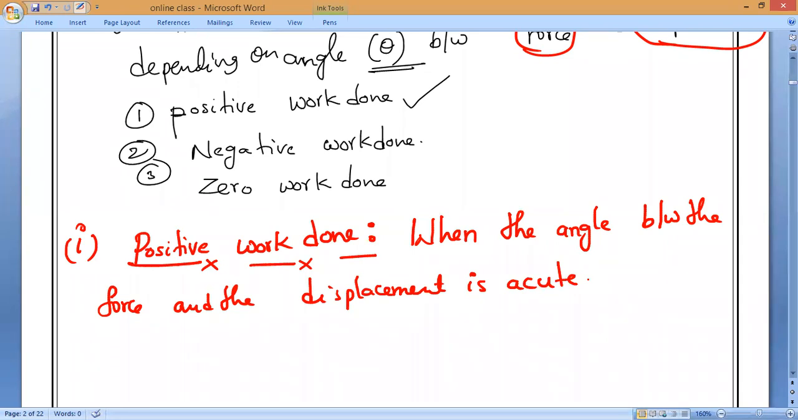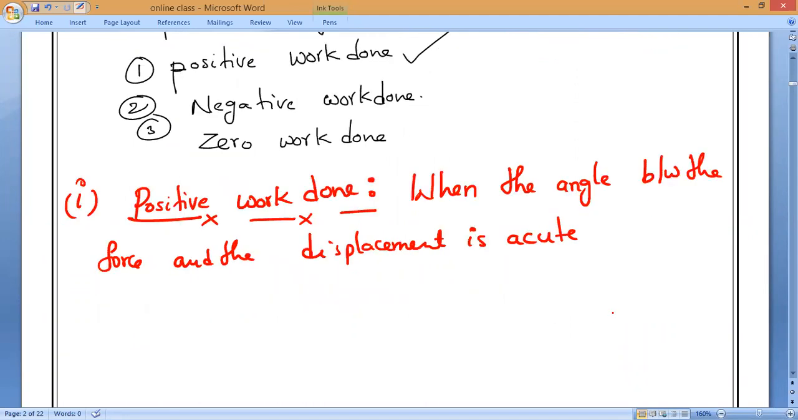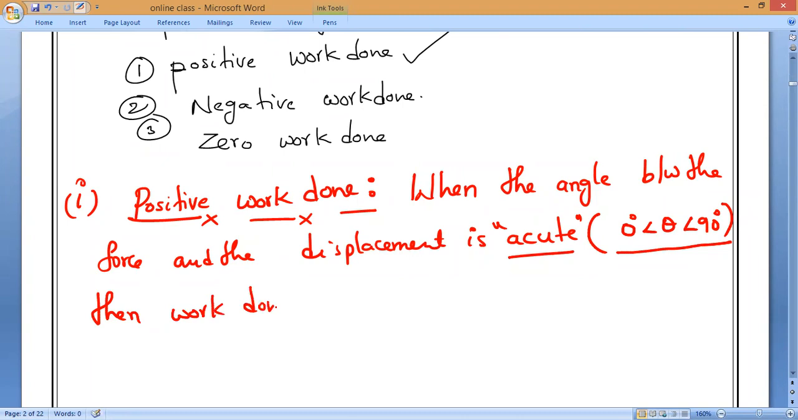Less than 90 degrees, sir. Angle from where to where? 0 to 90, sir. From 0 to 90. That is the most important. Means you must write acute means the angle is varying from 0 degrees to 90 degrees. Is it okay, everybody? This is the most important for MCQs also. Then work done will be positive.